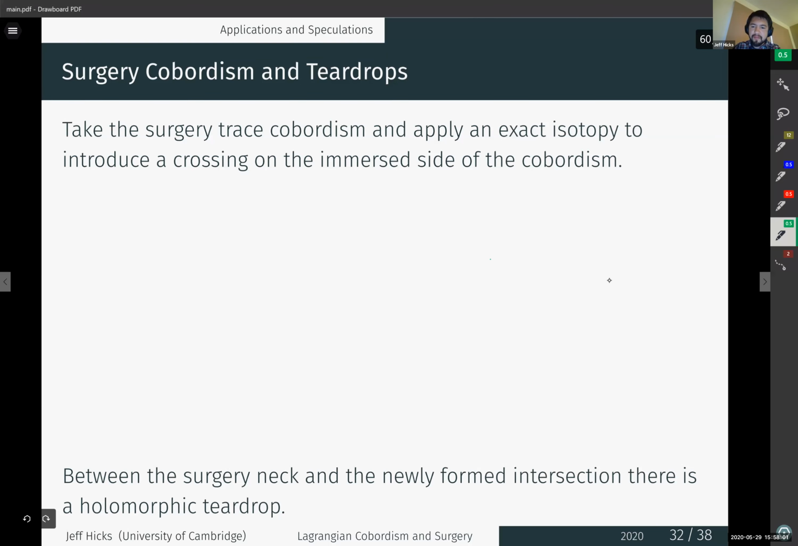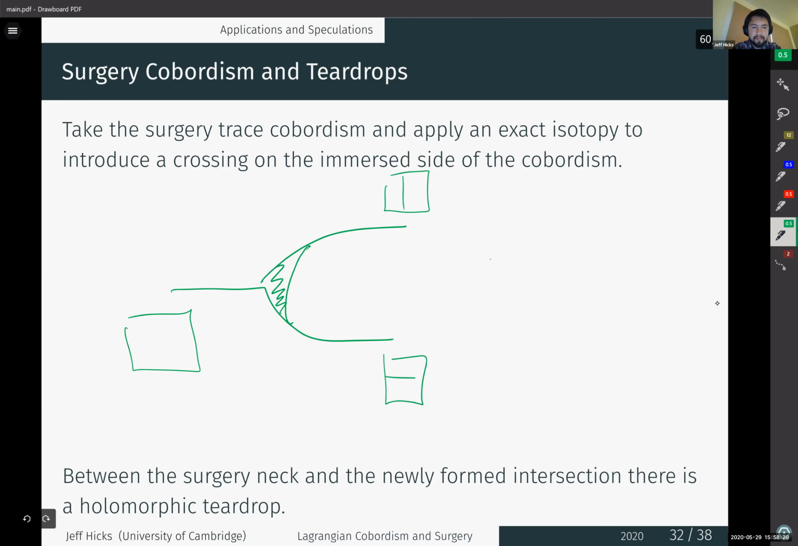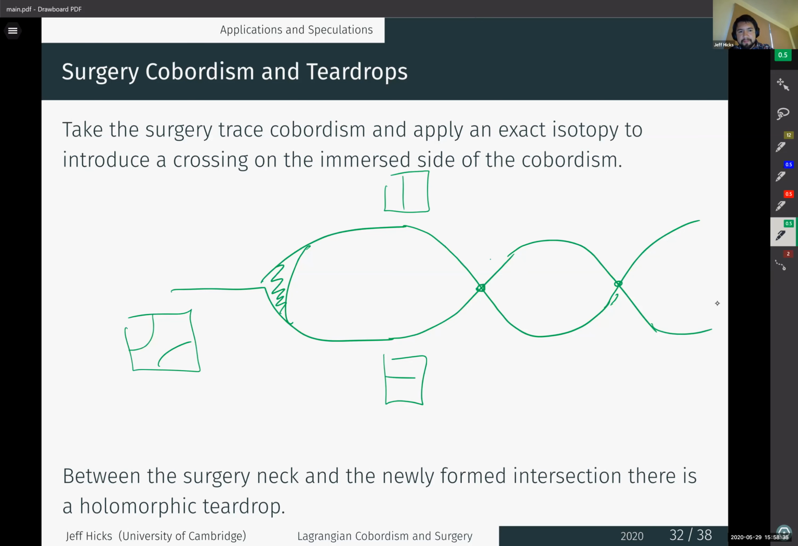So the example that I want to look at is just the surgery trace cobordism between two Lagrangians which intersect transversely and their connect sum. And now I will apply an isotopy to this surgery to introduce two self-intersections.